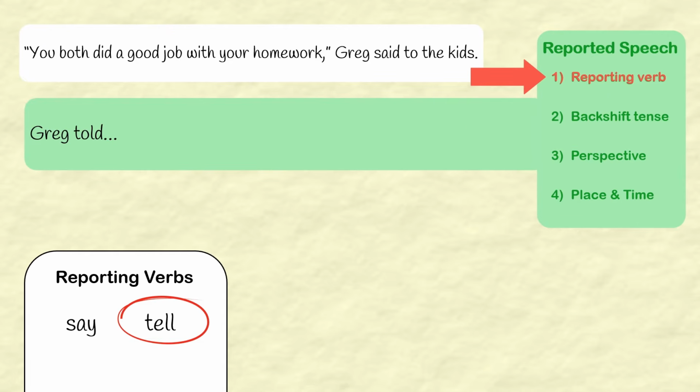Greg told. Now, as we've looked at, told needs a direct object. Who did Greg tell? The kids. Greg told the kids.